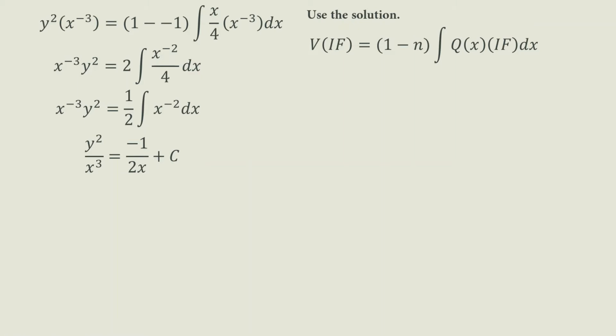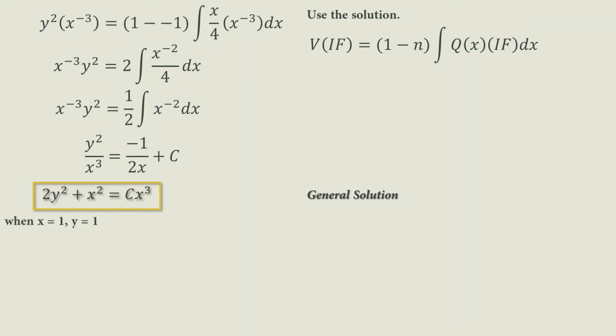Simplifying further, we have to multiply 2x cubed to our equation. So that is 2y squared plus x squared is equal to cx cubed, our general solution. And then, when x is equal to 1 and y is equal to 1, substitute the values of x and y. And so we found that c is equal to 3.